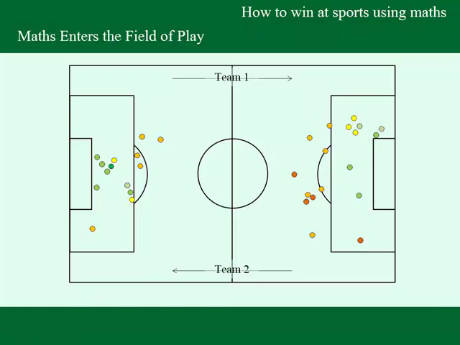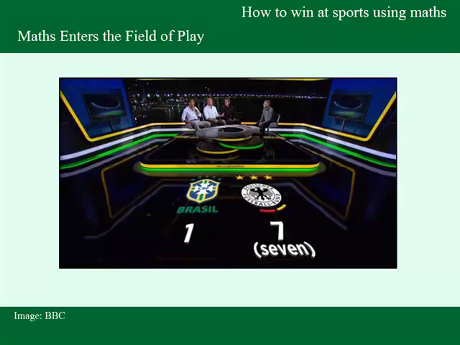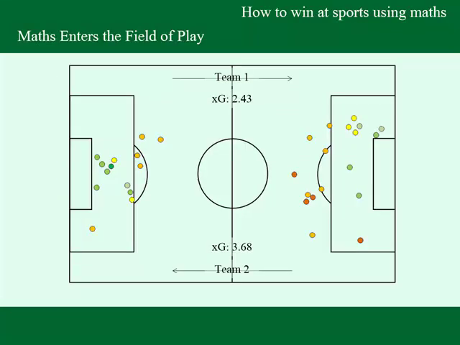We can then add up, so each individual shot has a probability of being scored. If we add up all of these probabilities, we get some idea of how many goals we would expect this team to score. So in this case, if we add up all the ones for team 1, using the estimations I gave them, then the expected goals would be 2.43. For team 2, 3.68. What match am I talking about?